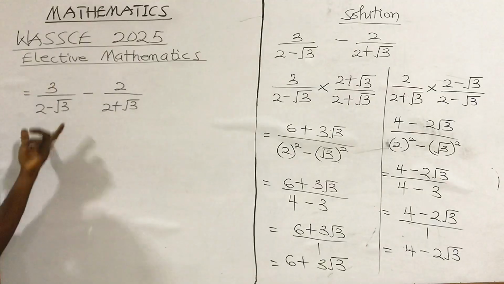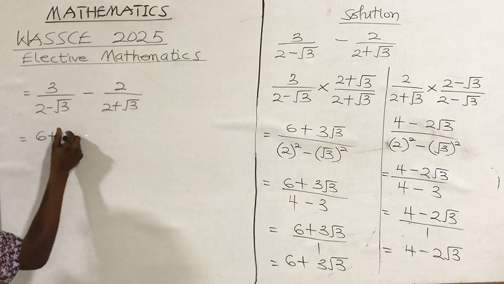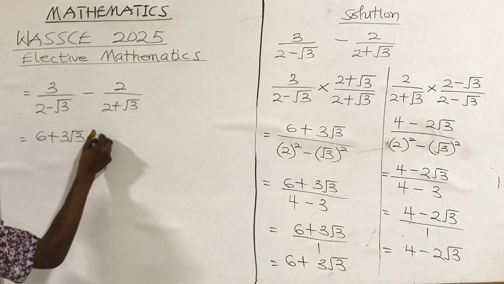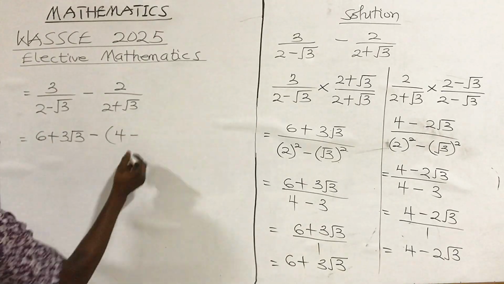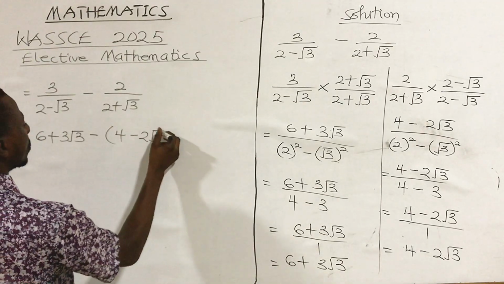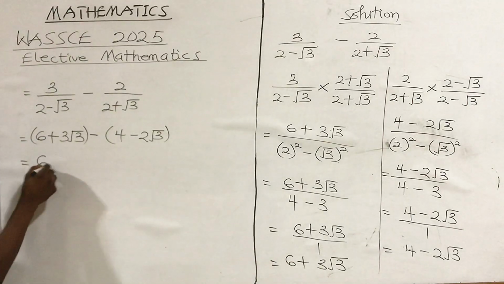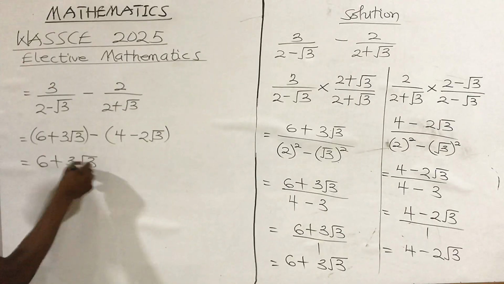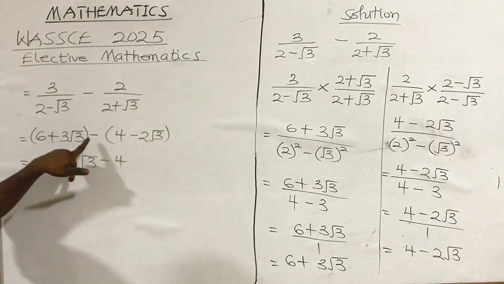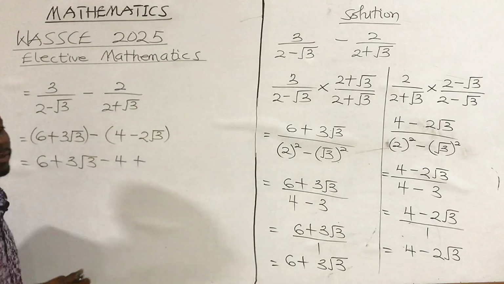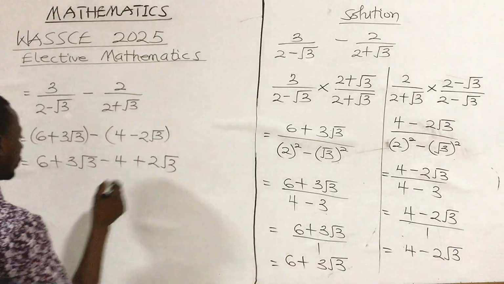So from here, 3 over 2 minus root 3, we had 6 plus 3 root 3, minus, we also have here to be 4 minus 2 root 3. Then this will give us 6 plus 3 root 3. When the negative affects the 4, we have minus 4. And negative, negative, we have positive 2 root 3.